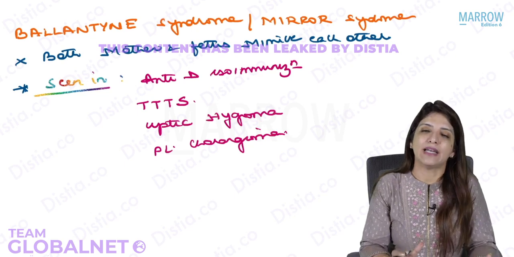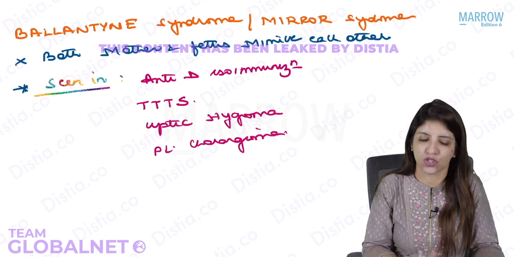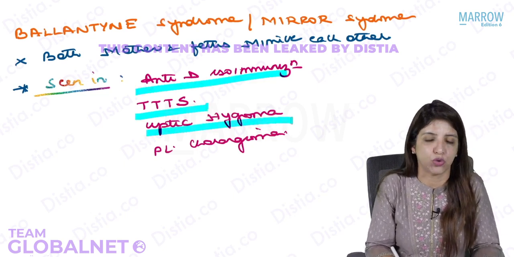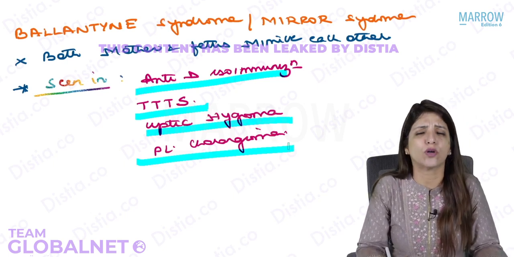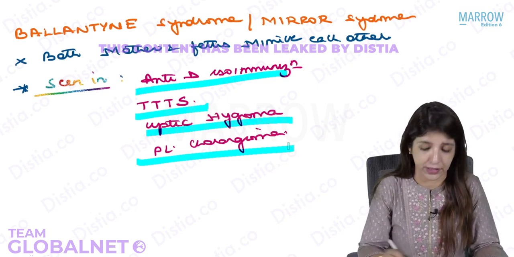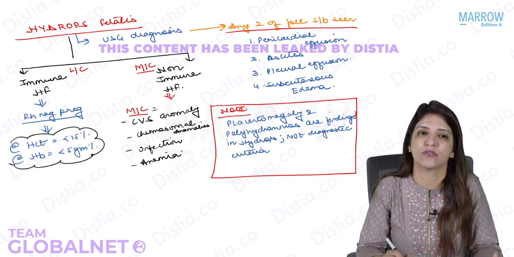Right? So Ballantyne syndrome is not just seen in anti-D isoimmunization. It can be seen in twin-to-twin transfusion syndrome, in cystic hygromas, and in placental chorioangiomas. So these are small questions which are asked. They are single liner questions which you should be well versed with. The last thing before I end this video is hydrops fetalis.